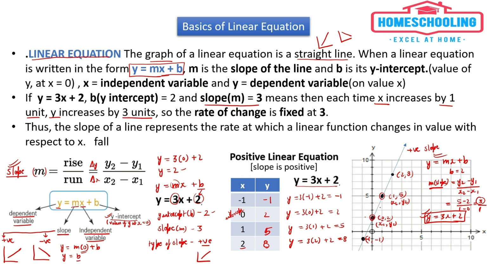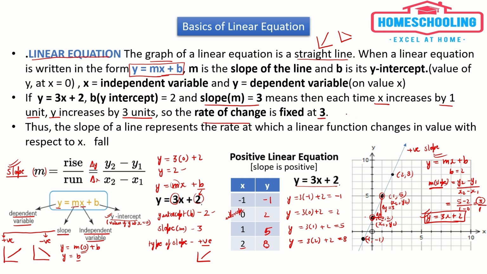Now we have taken these two coordinates. As we can see here, x is increasing from 0 to 1, so this is our delta x, and y is increasing from 2 to 5, so this is our delta y, that is 3. And delta x is 1, because it is increasing from 0 to 1. So we can say that the rate of change is 3.